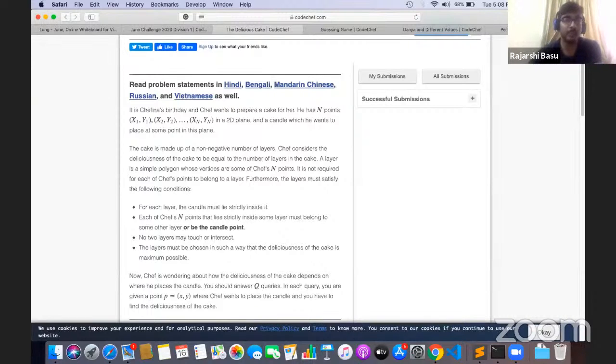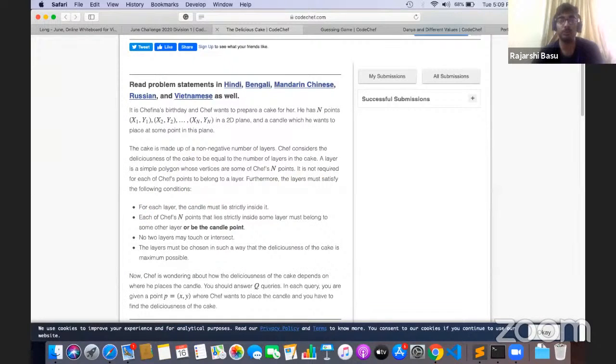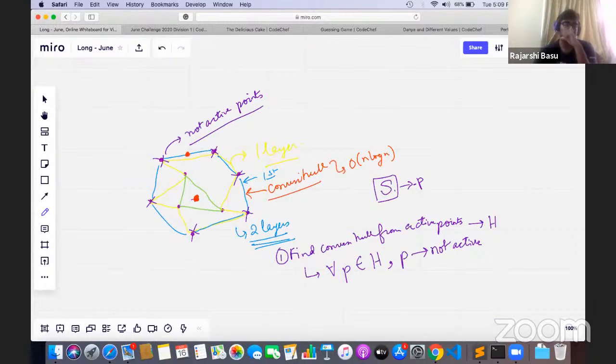That is also guaranteed. So remember that in this convex hull, you should also take care of collinear points. Collinear points will also be part of this outer hull. You won't skip over them. I'll get back to what strategies you can use to take care of collinear points. And layers must be chosen in such a way that deliciousness of the cake is maximum possible. This should be intuitively easy to verify, that once you start taking the convex hull iteratively of each set of points, the number of hulls that you take is the maximum possible.